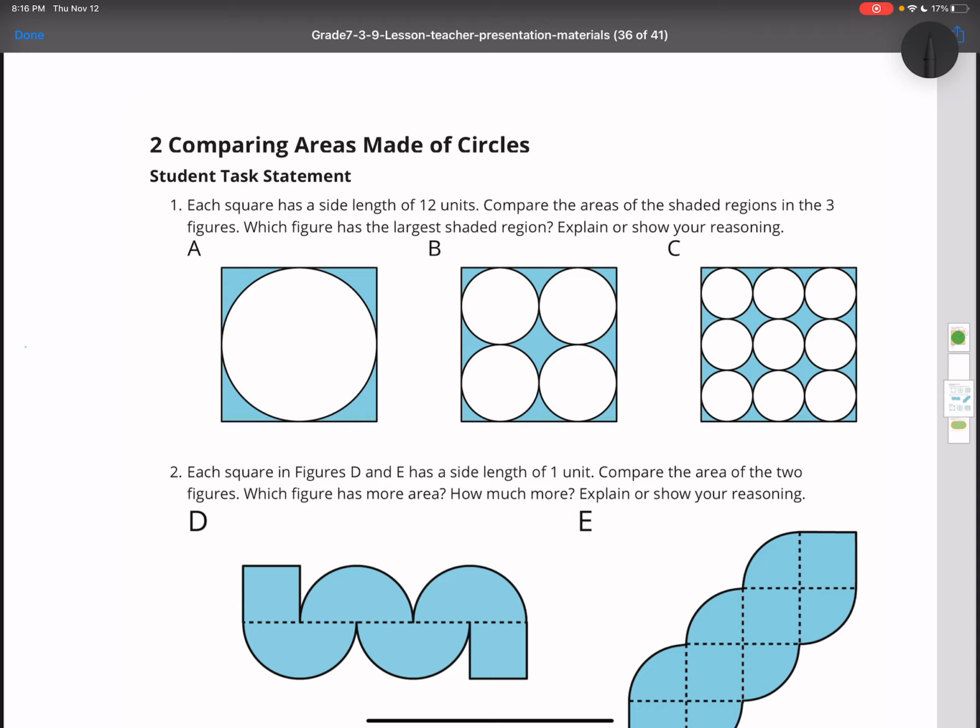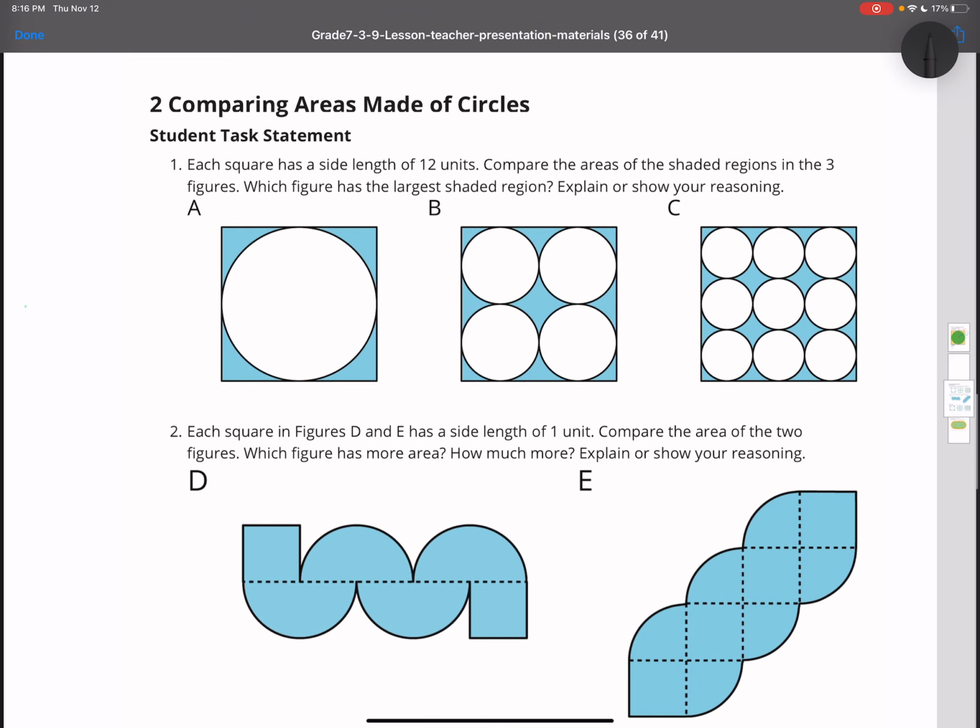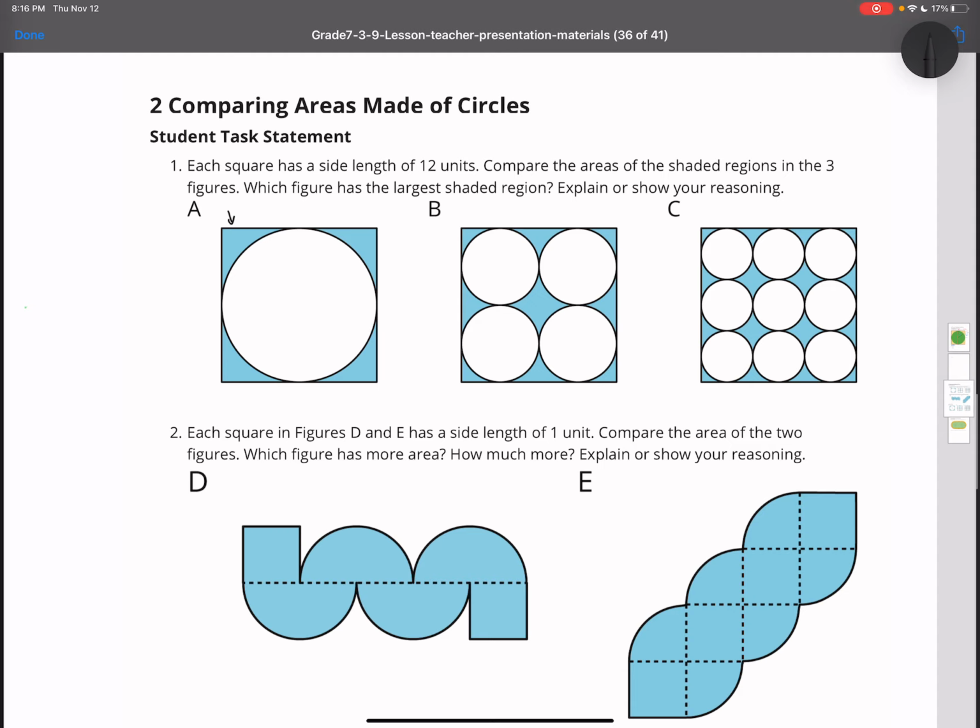So, we need to find the area of these blue shaded regions and find out which one has the largest one, okay? So we first need to find the area of a square, and I'm going to write that down, area of a square. And you guys should know this is length times width, or base times height, because it's a parallelogram as well. And then the area of a circle, which is pi times r squared.